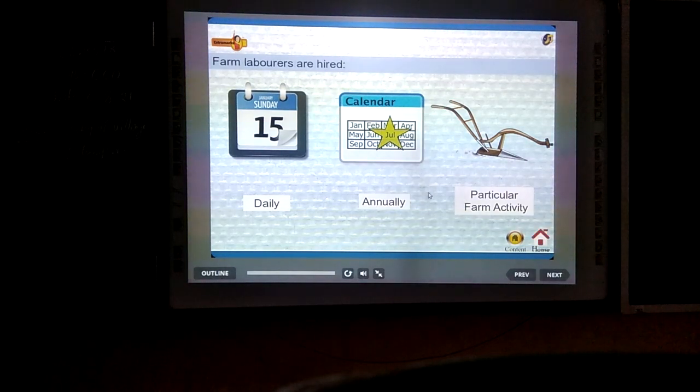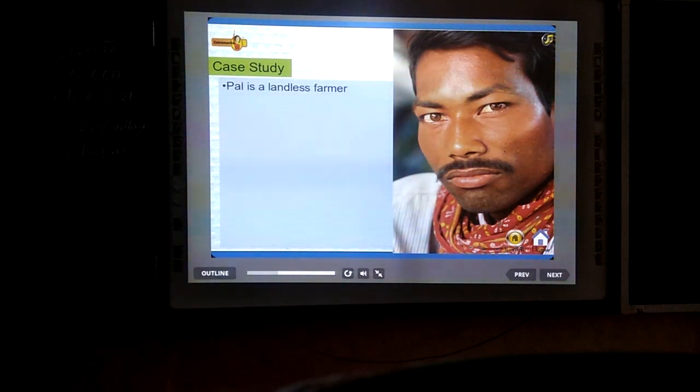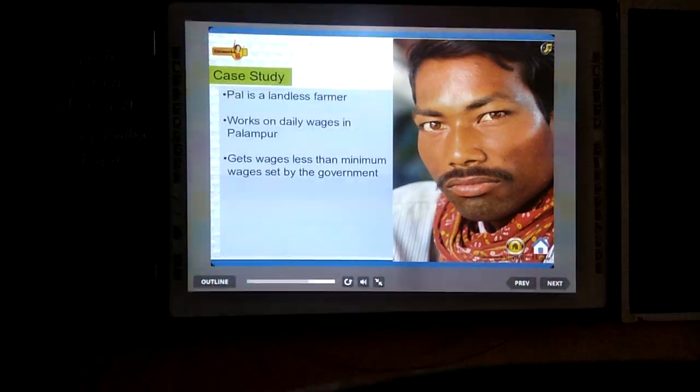Actually sowing as well as harvesting time. Let us look at a case study. Paul is a landless farmer. He works on daily wages in Palanpur. He gets wages less than minimum wages.